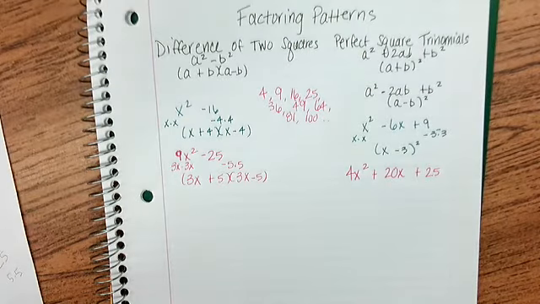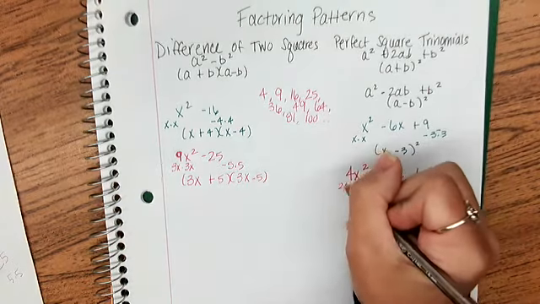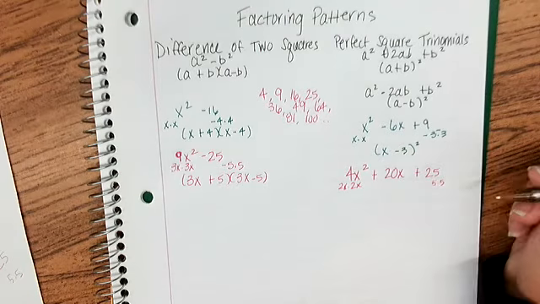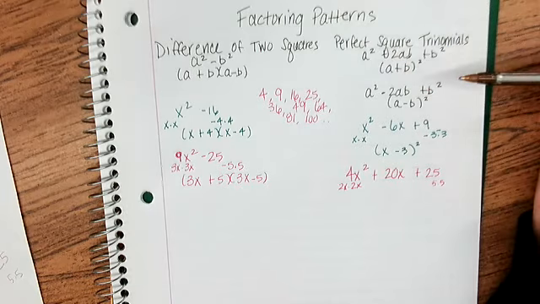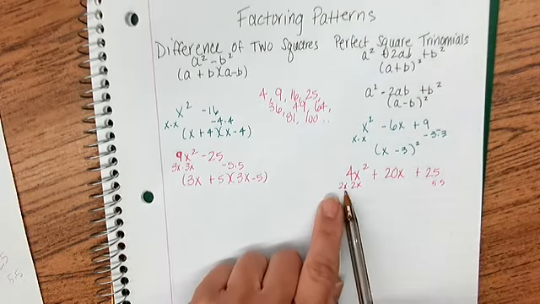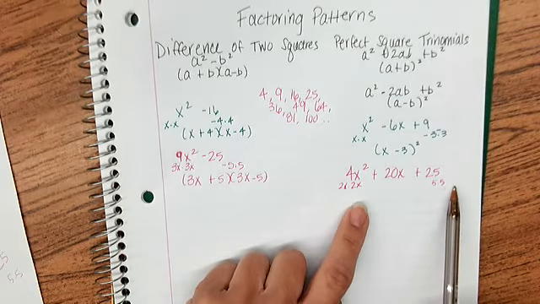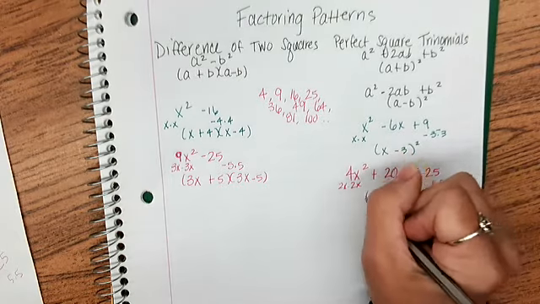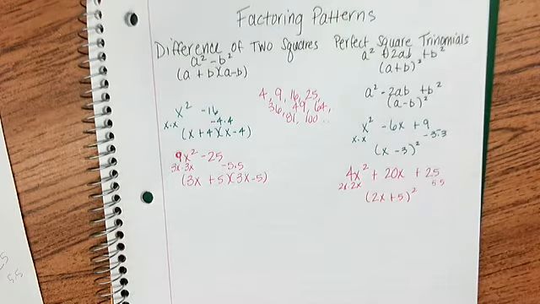When you see that in a factoring problem, that should be a clue that it might be special. So 4x squared is 2x times 2x. 25 is 5 times 5. Notice that in the pattern, it says 2 times a times b. Well, 2x times 5 is 10x. And there's 2 of them, which would give you 20x. So this factors as 2x plus 5 quantity squared.